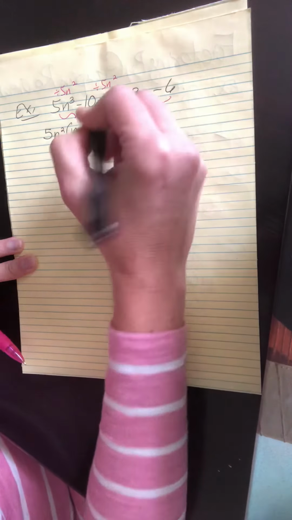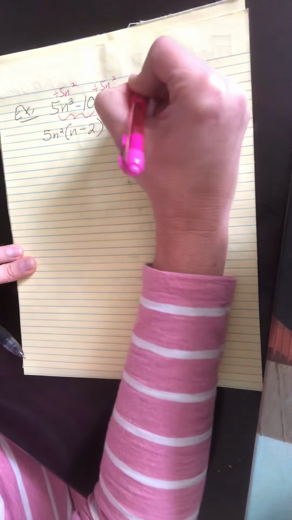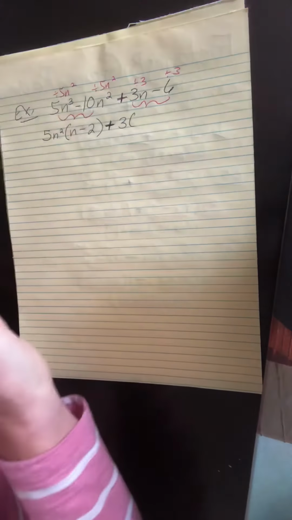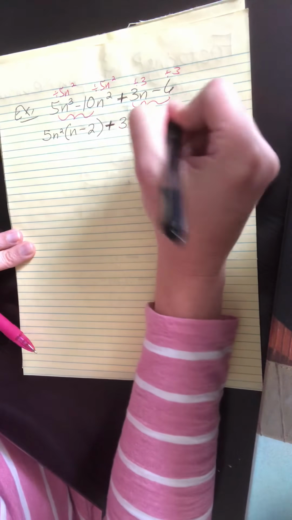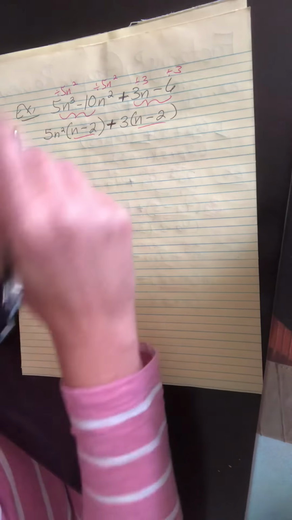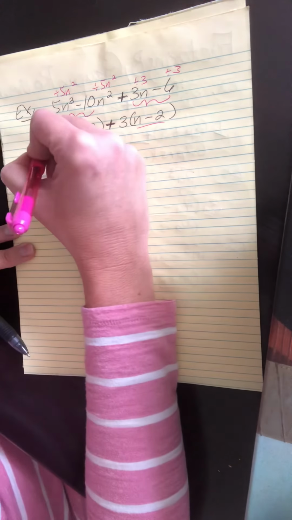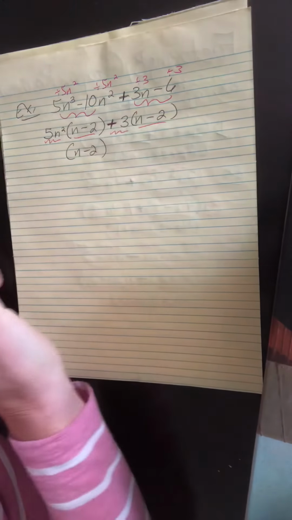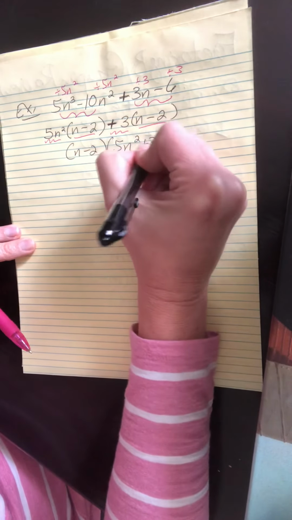3n and 6 both divide by 3. So I'm dividing by 3, and that will leave me with n minus 2. These are the same. So n minus 2, and then the outside numbers, 5n squared plus 3. Okay, let's do one more.